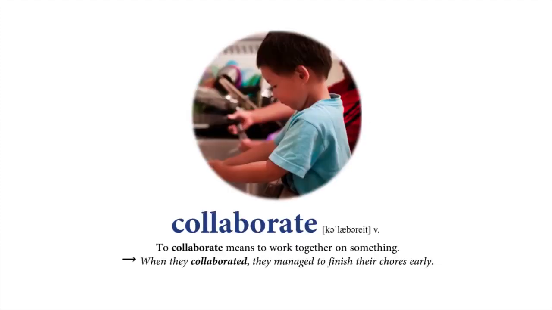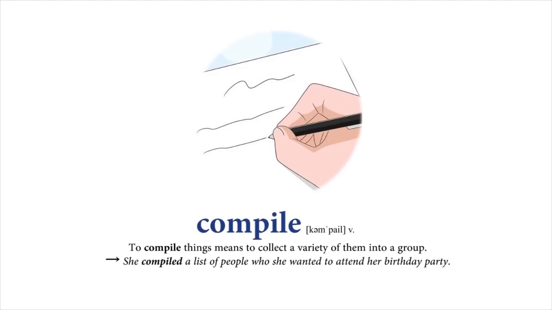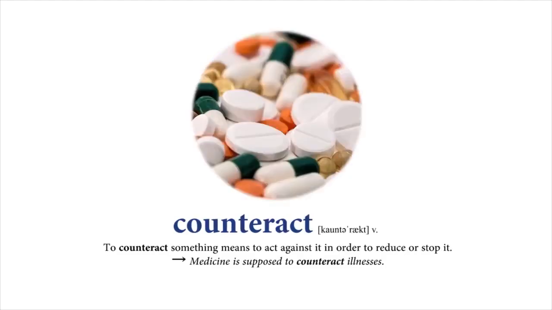Collaborate. To collaborate means to work together on something. When they collaborated, they managed to finish their chores early. Compile. To compile things means to collect a variety of them into a group. She compiled a list of people who she wanted to attend her birthday party. Counteract. To counteract something means to act against it in order to reduce or stop it. Medicine is supposed to counteract illnesses.